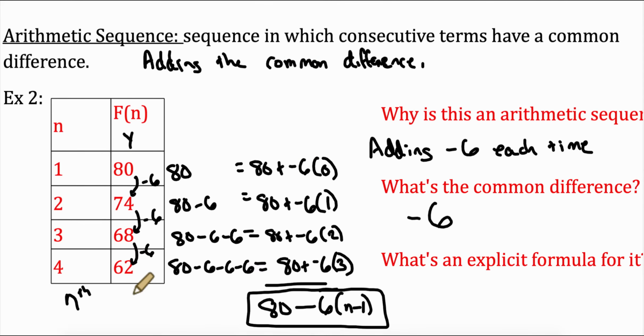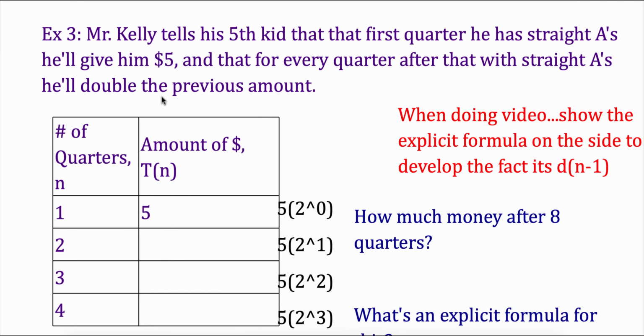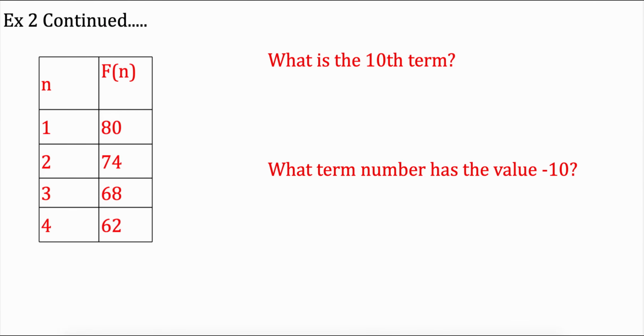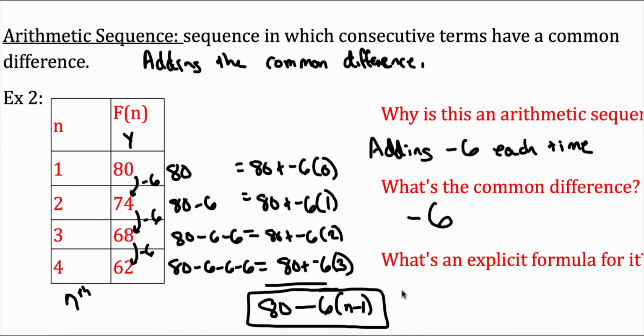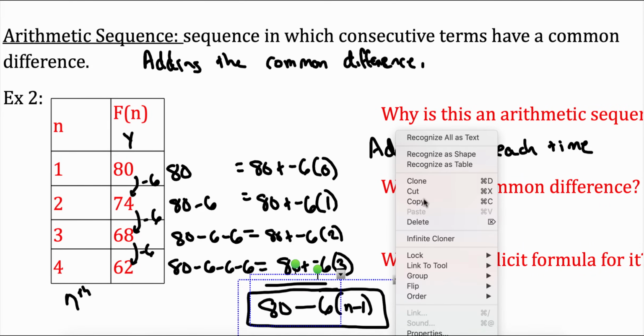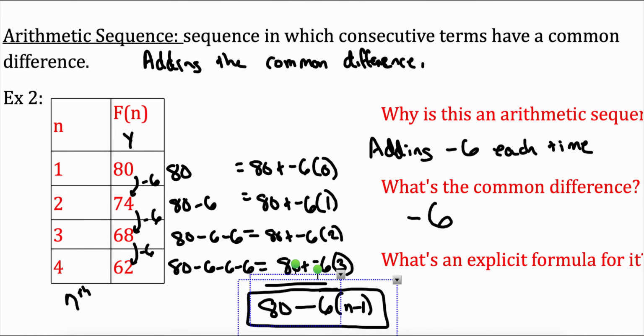So let's copy and paste that real quick. We have our explicit formula here: 80 minus 6 times n minus 1. Can I copy and paste this? What do you guys think?